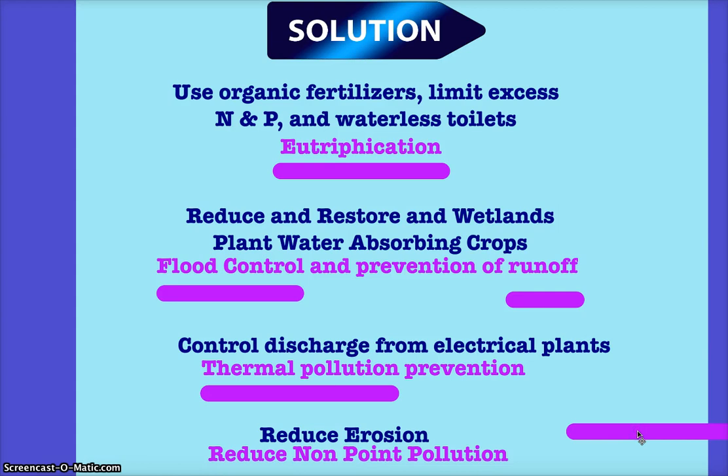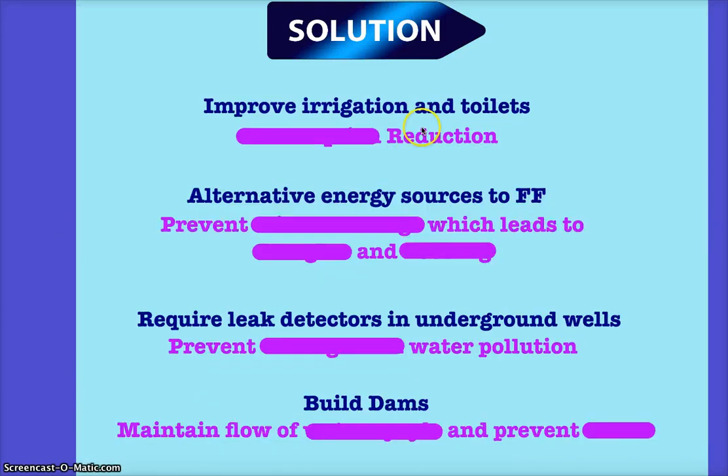Because we got to remember that runoff is natural. Our water should run off. But when it runs off with chemicals from soil that are packed with fertilizer and pesticides and other toxic chemicals, then it's going to end up in our body of water. Improve irrigation and toilets. What consumption? Good job. Or wasted water, or inefficient use of water, or unsustainable use of water.